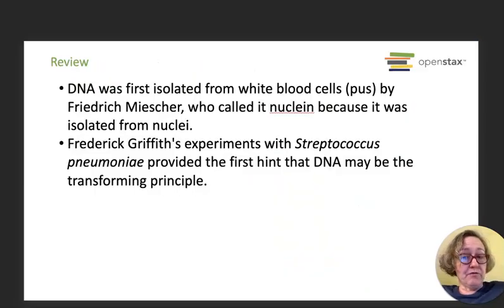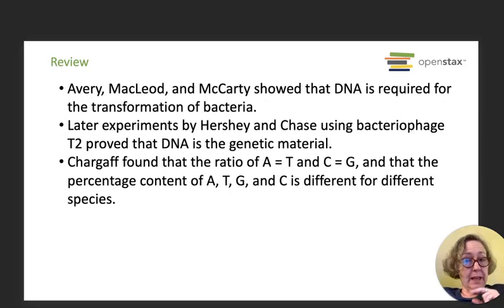So DNA was first isolated from the pus, right? Then we went to the nucleus. They figured out that was the nuclein. They isolated the nucleus. Then Griffith, looking at Streptococcus, said, hey, something is transforming. This is crazy. They discovered DNA, but didn't know what it was, called it the transforming principle. Then Avery, McLeod, and McCarty showed that DNA is required for transformation, and Hershey and Chase proved it conclusively with the radioactivity. And then Chargaff again found the ratio of A to T and C to G.